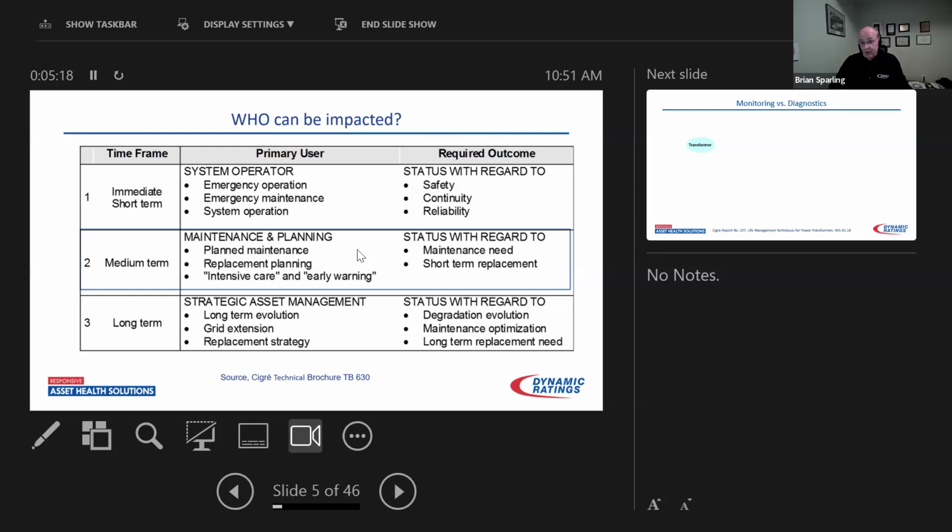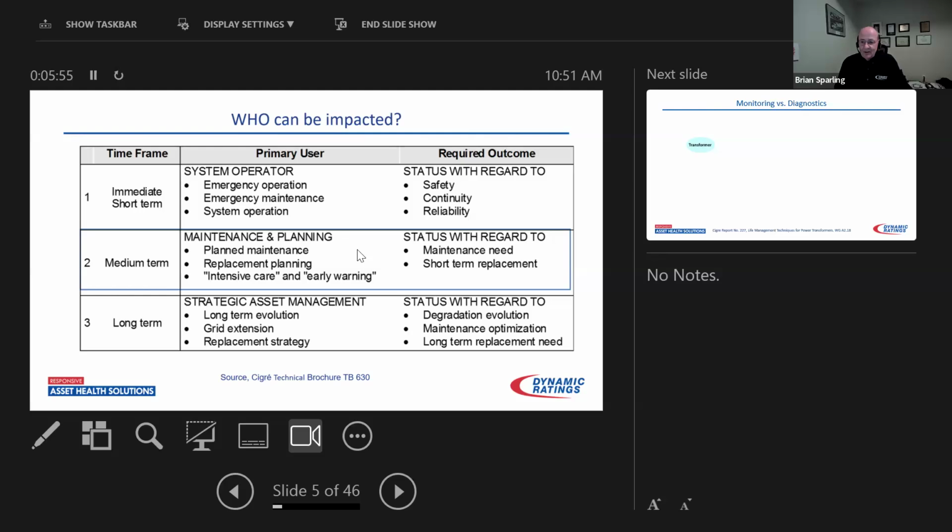The primary people are going to be the system operator, in terms of emergency operations or emergency maintenance. And the required information they're looking for is the status required for, number one, safety, continuity, and reliability of the equipment. You look at the medium term, and that's for maintenance and planning. In other words, the monitor is there to let you know when things begin to go wrong. Hopefully it gives you the time frame necessary to plan maintenance and carry it out, or maybe apply intensive care and provide that early warning.